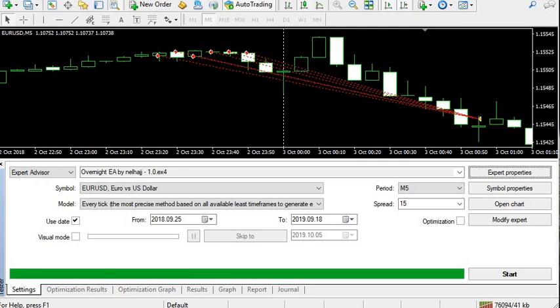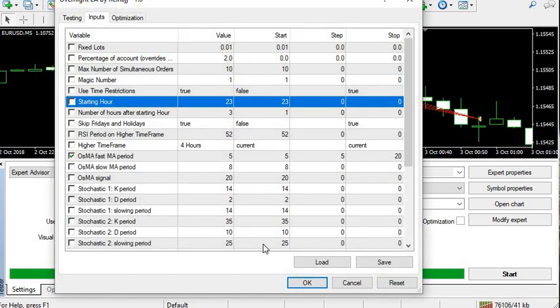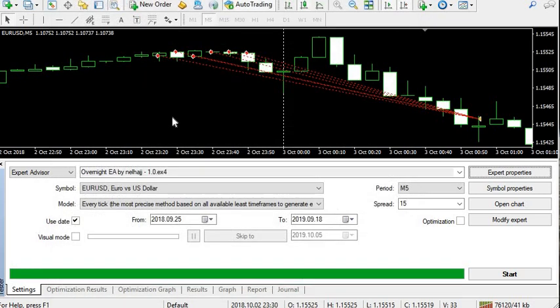Now remember, a very important thing about loading my settings is that this EA uses time restrictions, and the settings files which I provide are for brokers whose server time is GMT. As you see here, the default settings have 23.1, which is 11 p.m. GMT till midnight GMT. But if your broker doesn't use GMT server time, you have to change it.